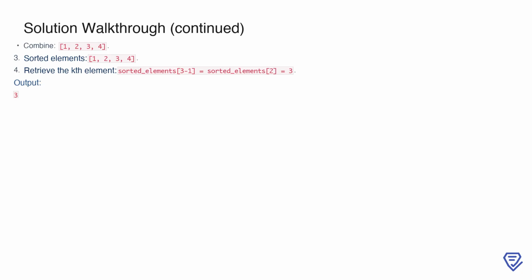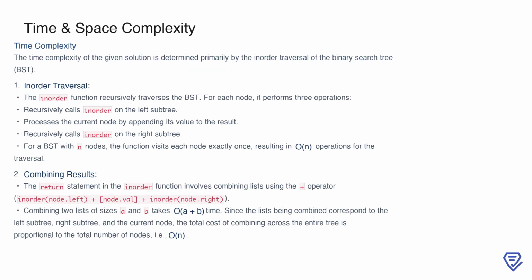This gives the sorted elements of the tree. To find the third smallest element, we access the element at index k-1, which is 2. The result is 3. In this solution, the time complexity is primarily influenced by the inorder traversal of the binary search tree, or BST. Let's break it down step by step.